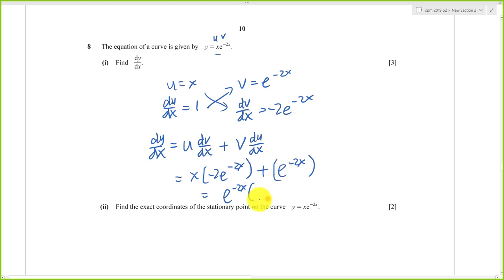So here I will get 1, right? So I take out the 1. Here I have minus 2x, right? So it's minus 2x. Okay, I prefer to leave my answer in this pattern.